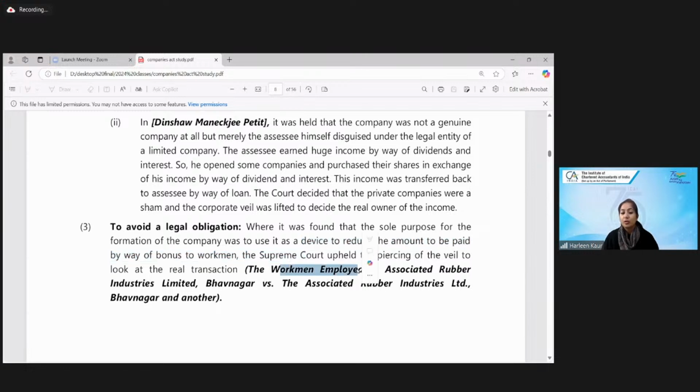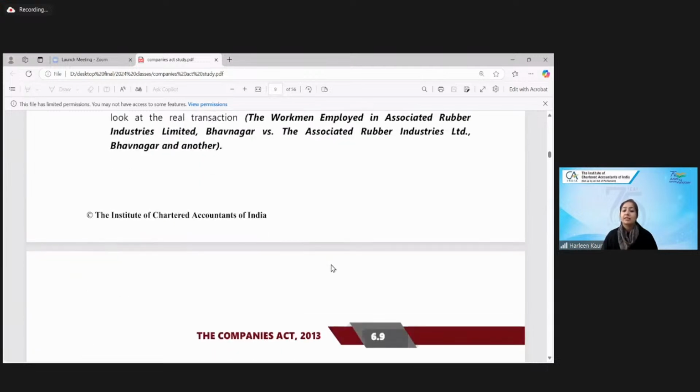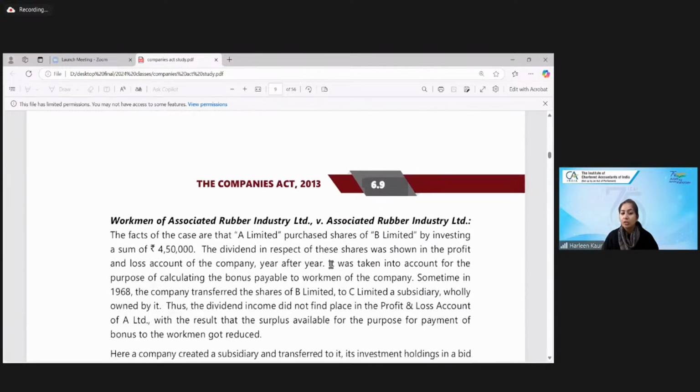So the workers employed in this company took action against Associated Rubber Industries Bhavnagar, saying that they have not been given the bonus they were supposed to get, but the company has invested the money so that the profits go down and they cannot give us the bonus. So what were the facts of the case?